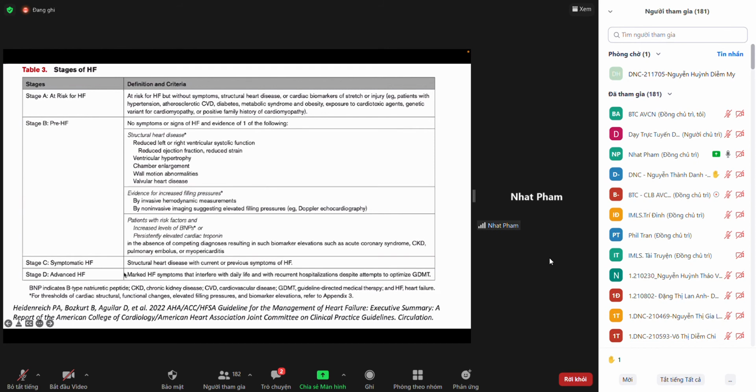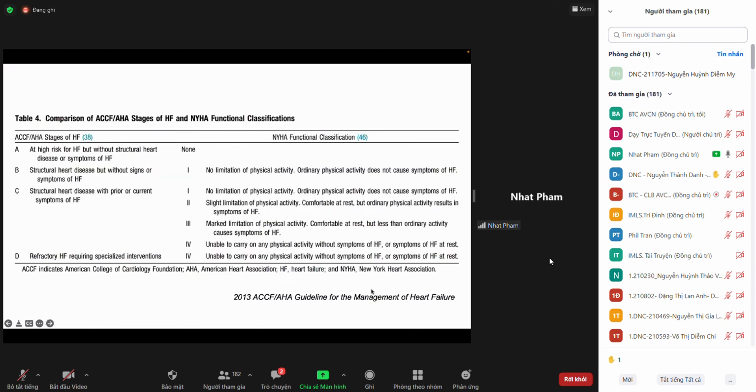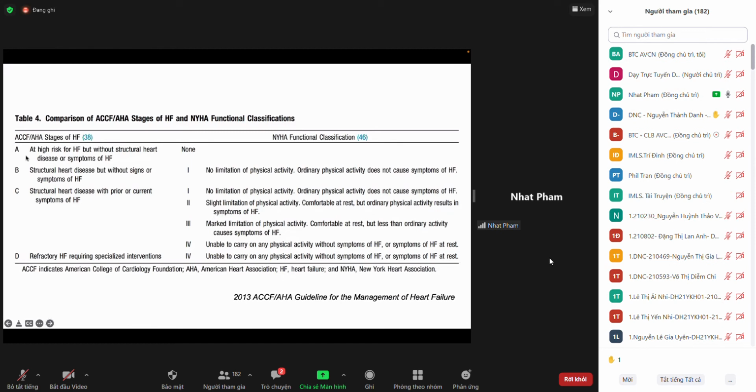We also have a table from the 2013 AHA and ACC guideline. Here you can see that they compare NYHA class with the equivalent ACC staging. Stage A means the patient is at risk of heart failure, so the patient does not yet have heart failure. In this case, it does not correspond to any class in the NYHA. Stage B is equivalent to class 1. Stage C is equivalent to class 1 to 4, and stage D is equivalent to class 4. So let's go back to our questions.